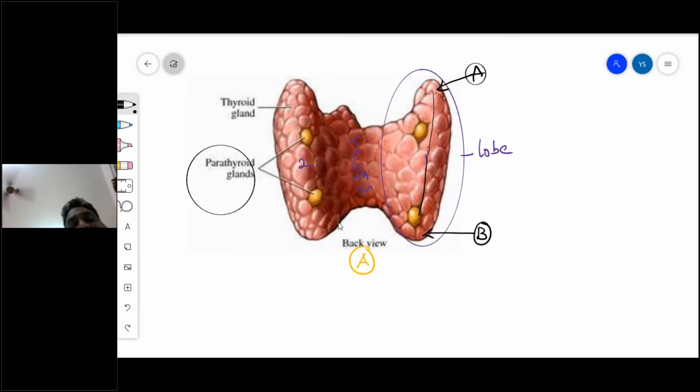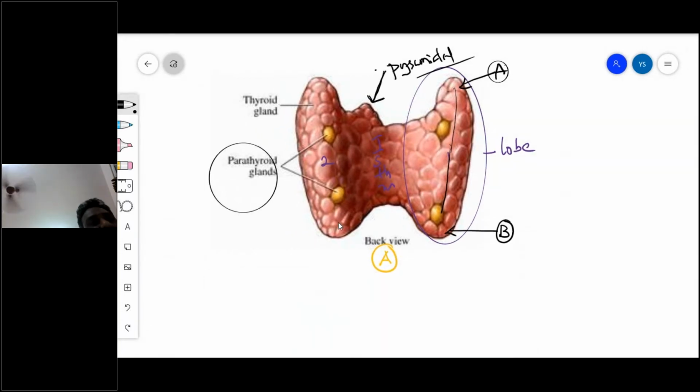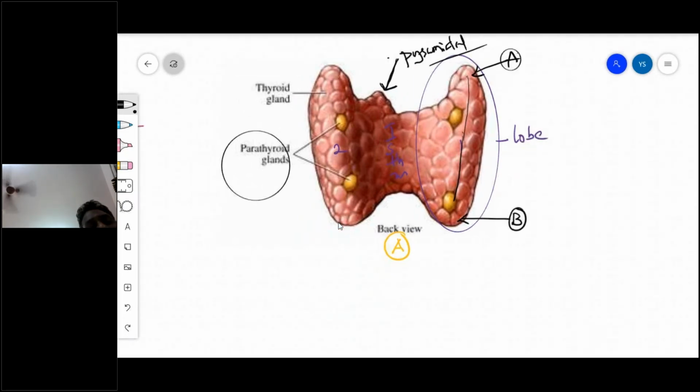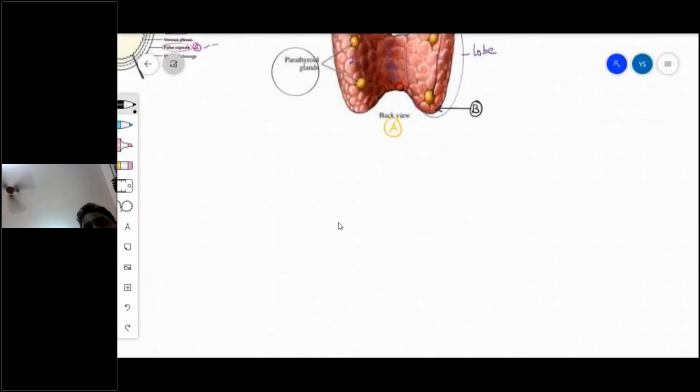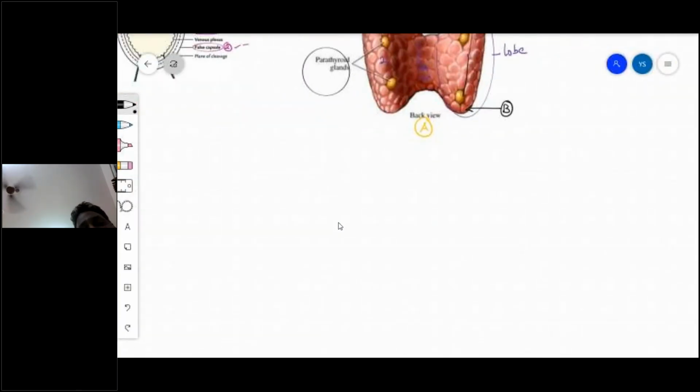Occasionally, one more lobe is present, a third lobe, with black color arrow I am showing. Third lobe is also present. That one is called pyramidal lobe. So this also we can see. Occasionally, third lobe is also present, called pyramidal lobe, with black color arrow I am showing you. So these are the parts of the thyroid gland. And now we come to the relations of all these parts.